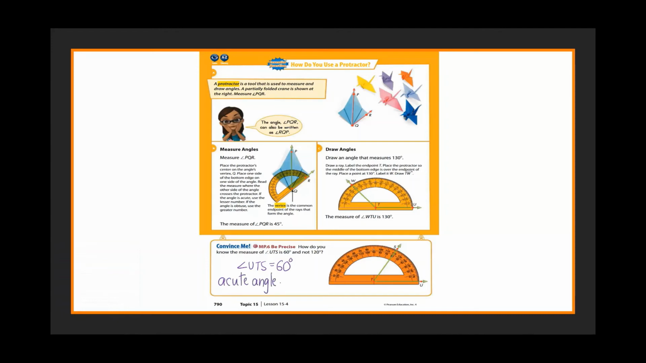It's an acute angle, and it is because it is less than 90 degrees. And we also learned that if the angles are facing towards the right, we will use the inner scale, not the outer scale.